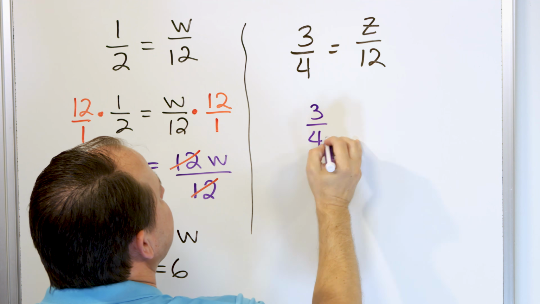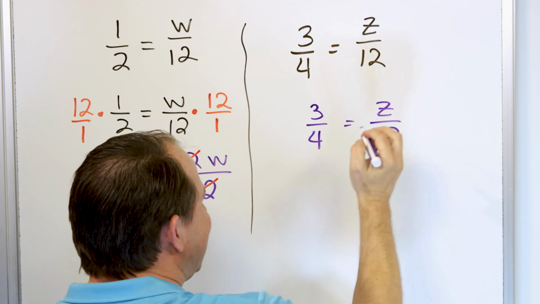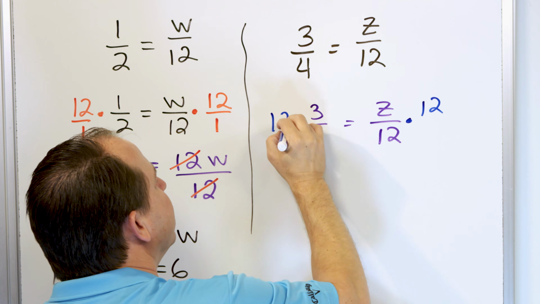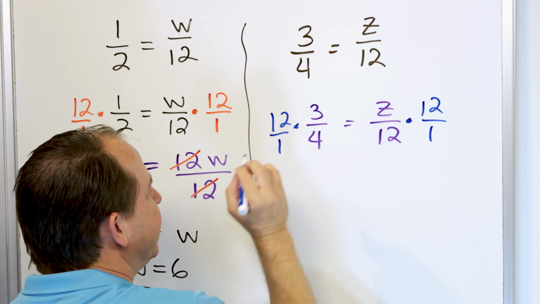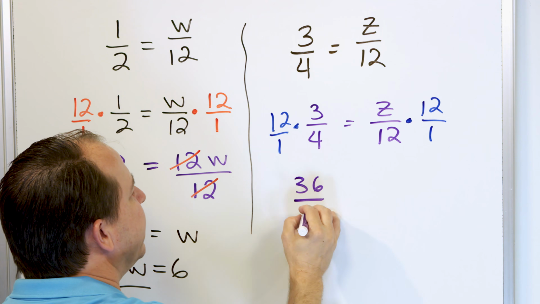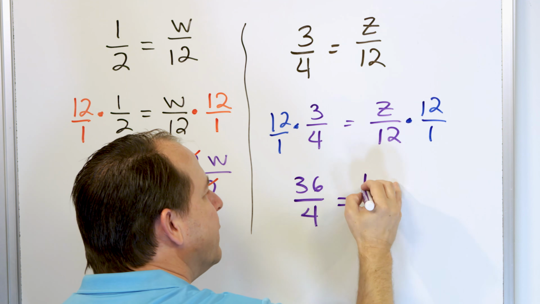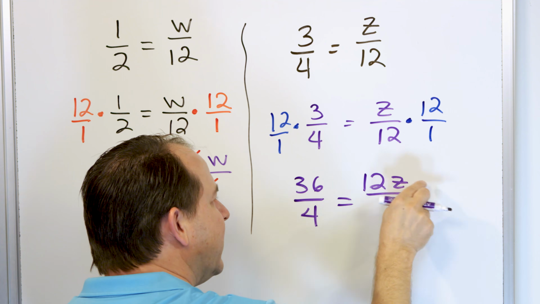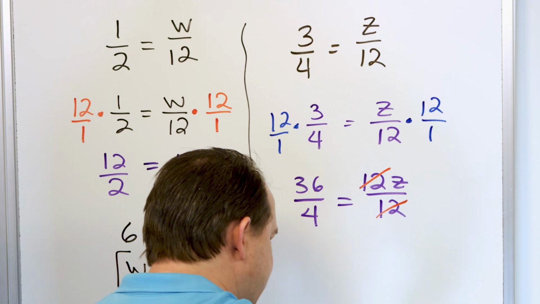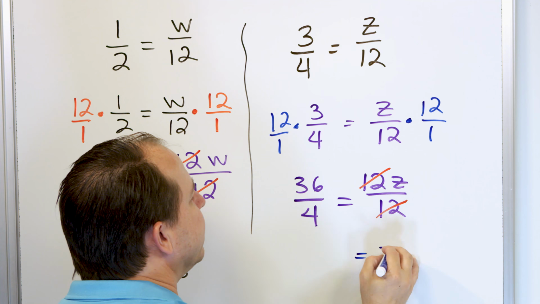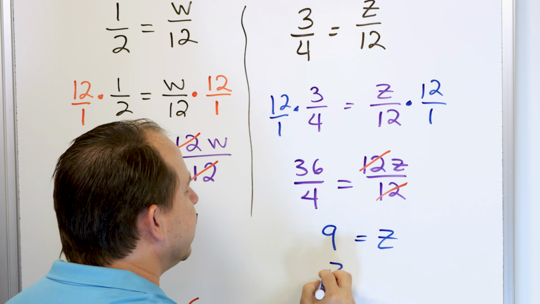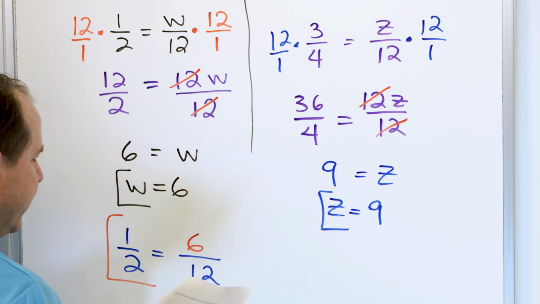Let's rewrite. 3/4 is z over 12. But that 12 is on the bottom, and the only way to get rid of it is to multiply both sides by 12. So we'll multiply by 12, and we'll do it over 1 like this. Then 12 times 3 is 36, and 1 times 4 is 4. And 12 times z, we can't really multiply it, so we just call it 12z, and this is just 12. But notice I have a 12 on the top and a 12 on the bottom, so they divide away. The only thing I have left on the right is z. On the left, 36 divided by 4 is 9. So I figured out that z is equal to 9. This is the answer to the problem. z is equal to 9.